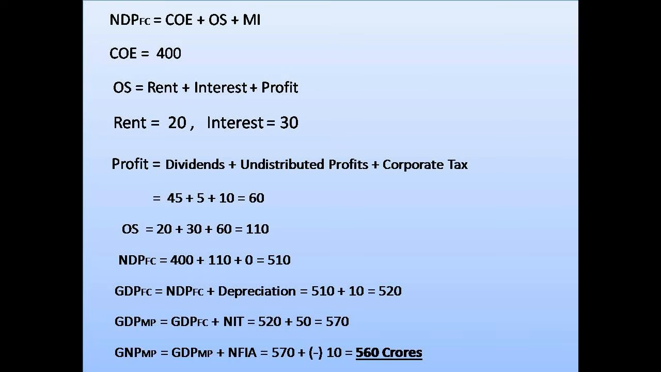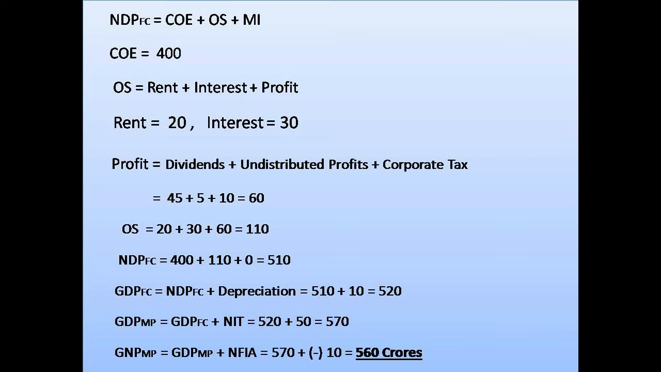So OS is rent plus interest plus profit. So 20 is rent, 20 plus 30 is interest, 30 plus 60 is profit. So 20 plus 30 plus 60, 110 is OS. So now we can go for NDPFC. NDPFC is equal to COE plus OS plus MI. How much is COE? 400. How much is OS? 110. MI is not given, so we consider it as 0. So 400 plus 110 plus 0 is equal to 510.